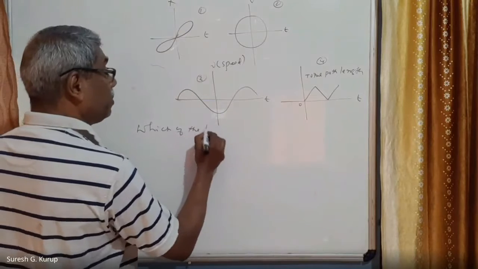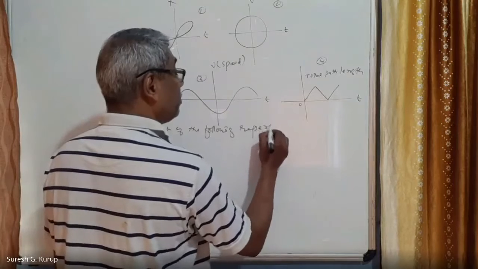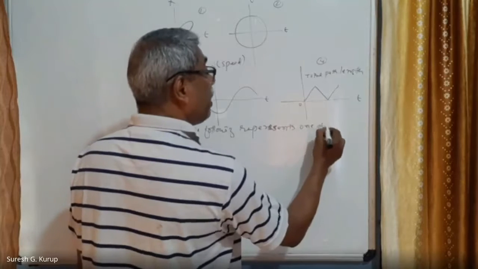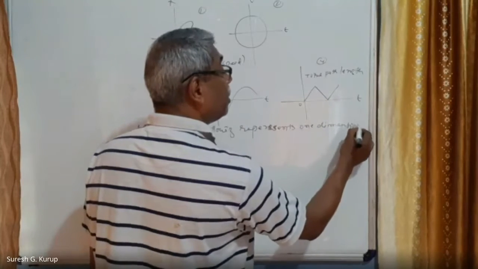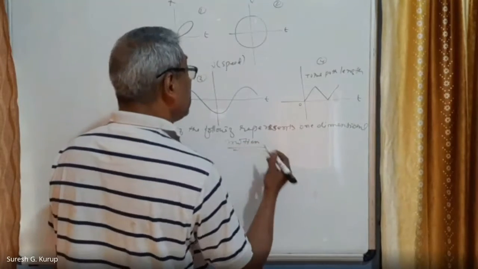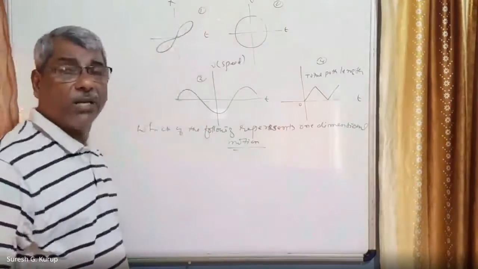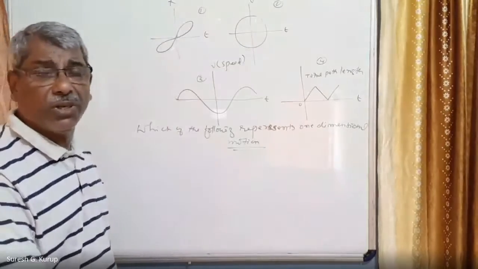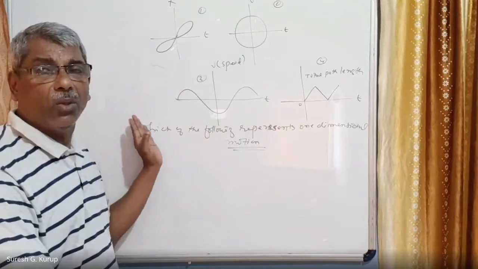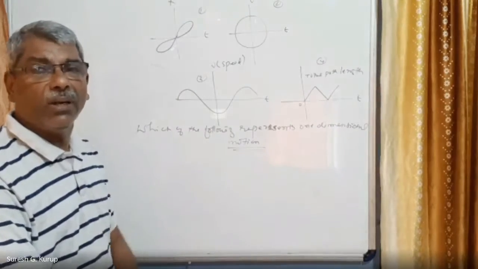Which of the following represents one-dimensional motion? That's the question. Let us see the first graph. In the first graph, you are asked whether this is representing one-dimensional motion. In one-dimensional motion, when the body moves from the origin, its path length goes on increasing. At a particular time, only one path length is possible.